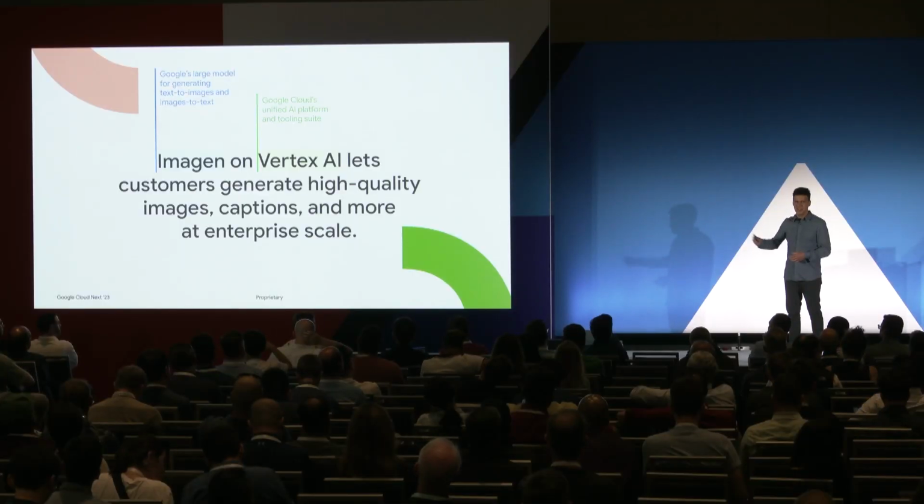So that's Imagen. And it's called Imagen on Vertex because Imagen is a key component of our Vertex portfolio. And Vertex is our key platform. It's a platform, and also Vertex AI includes tools to enable data scientists, application developers to do many things, including generation of images with Imagen.